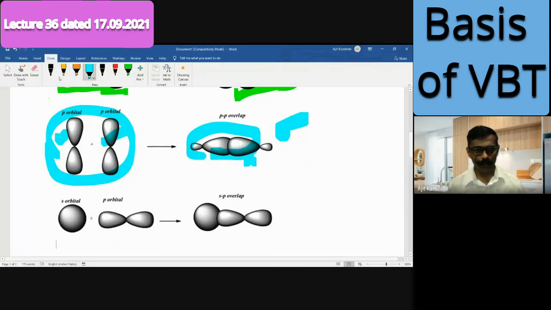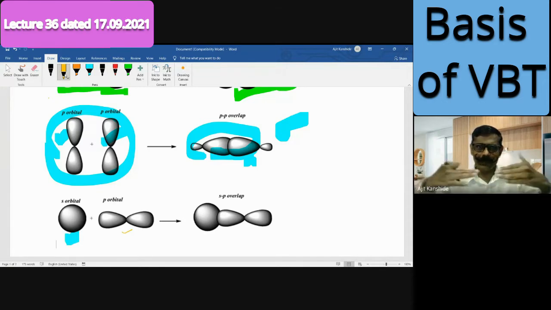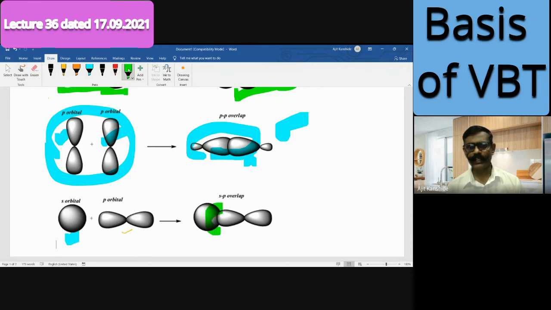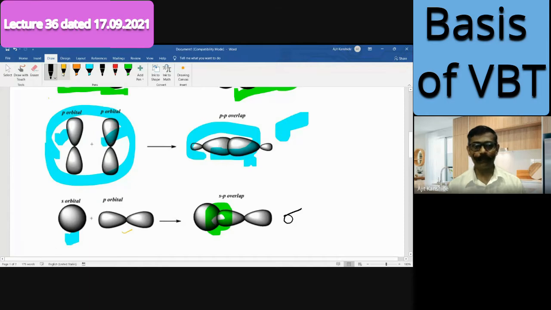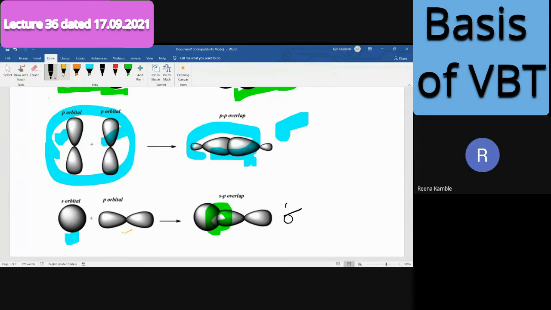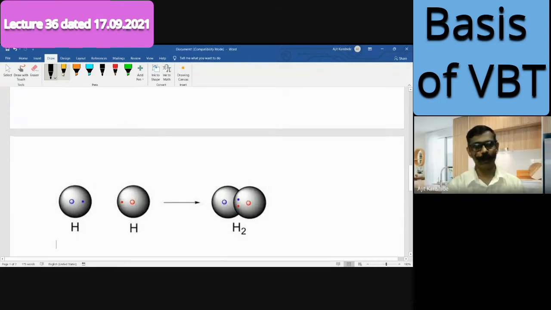See here the s orbital, which is spherically symmetric, and the p orbital along the axis. Those two can overlap, and that overlap is a direct, head-on overlap. So what will the result be? Which kind of bond is that, sigma or pi? See here, s orbital and p orbital, there is a direct head-on overlap, head-on collision. Then which bond will form? Sigma bond. That was my question. Right, sigma bond.